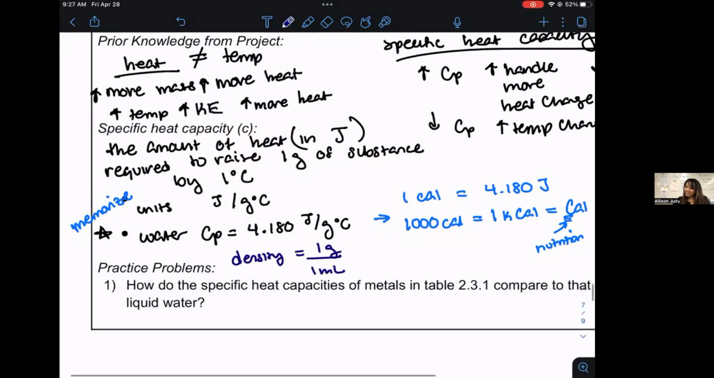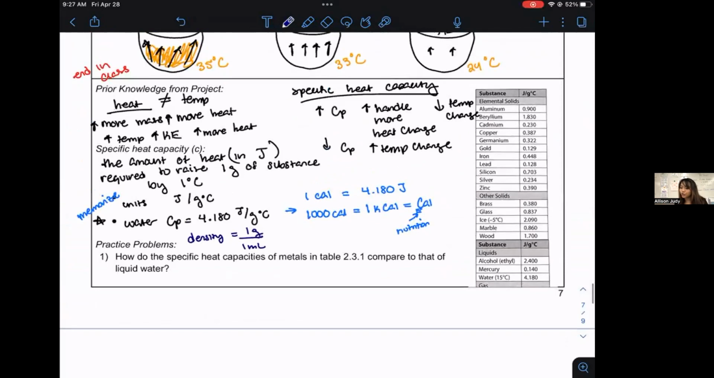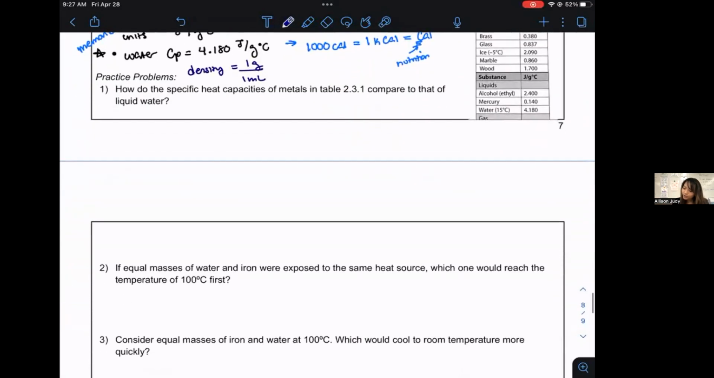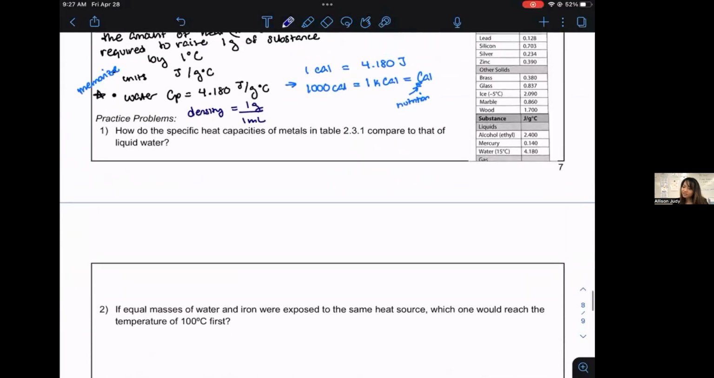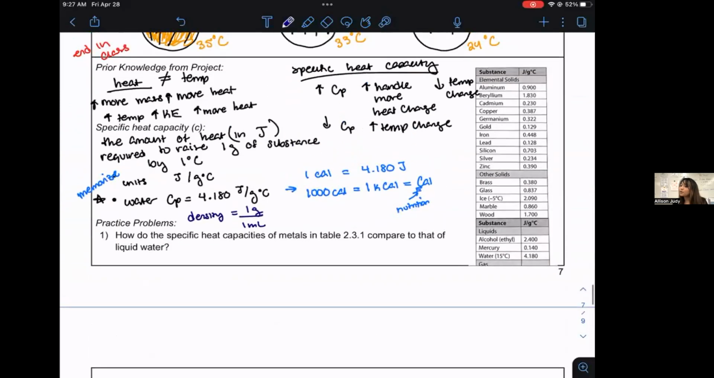So practice problems. There's a table on your notes. You're going to answer questions 1 through 3. And sorry about the spacing. It got a little weird. You're going to answer questions 1 through 3 using the table and your previous knowledge revealed in the PowerPoint slides. Go ahead and take about 1.5 minutes to do that.